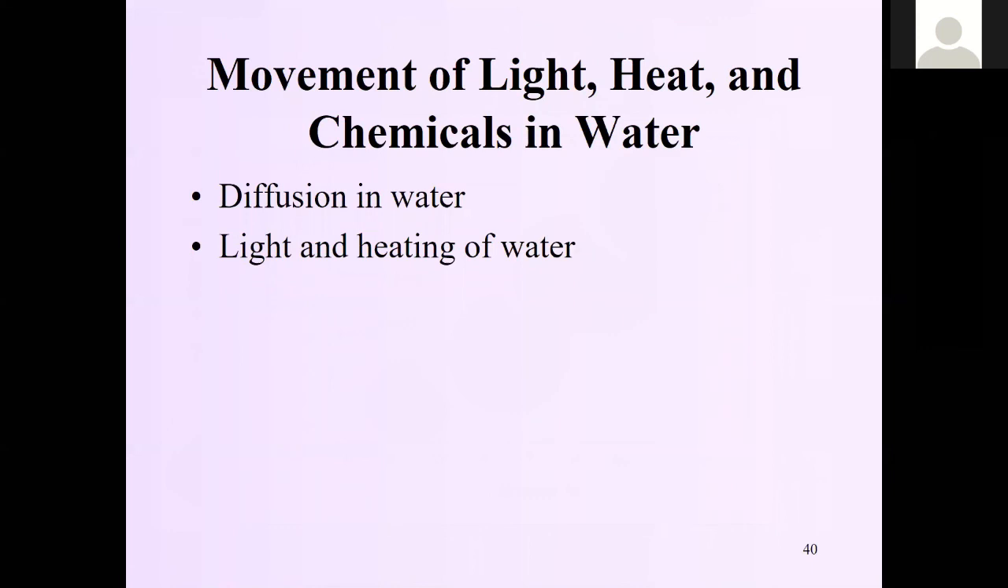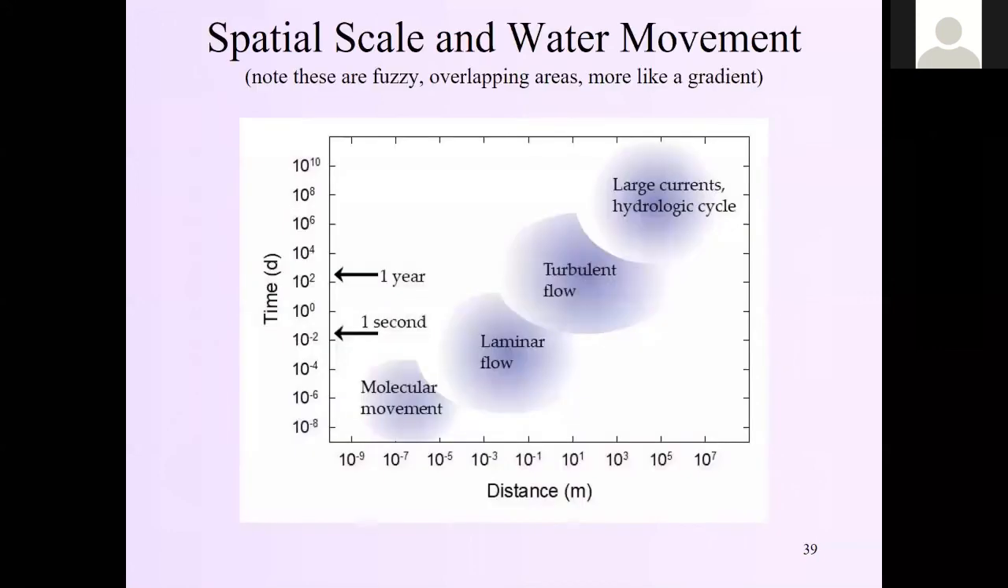So we're going to talk about movement of light, heat, and chemicals in water. We're going to talk now about diffusion in water and light and heating of water. So first we've got the movement of the water here, and then we're going to talk about movement of light and materials through the water.